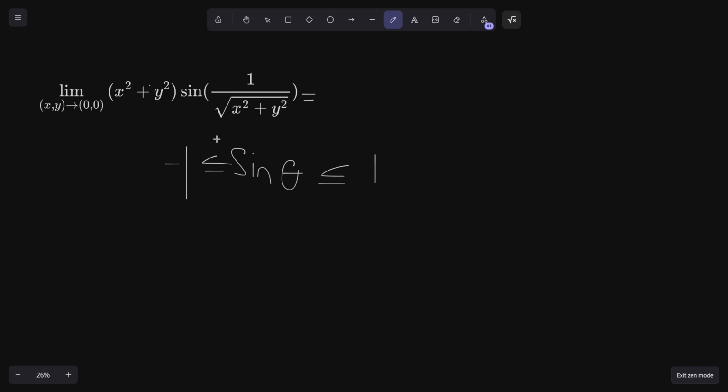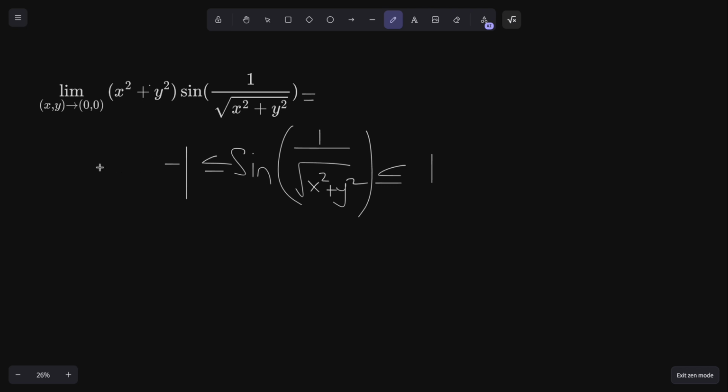So in this case, I know that no matter what my input is, sine of my angle, which is 1 over the square root of x squared plus y squared, whatever this value is inside of the sine, has to be between -1 and 1. It doesn't matter what value they're approaching. It's going to be in between those.